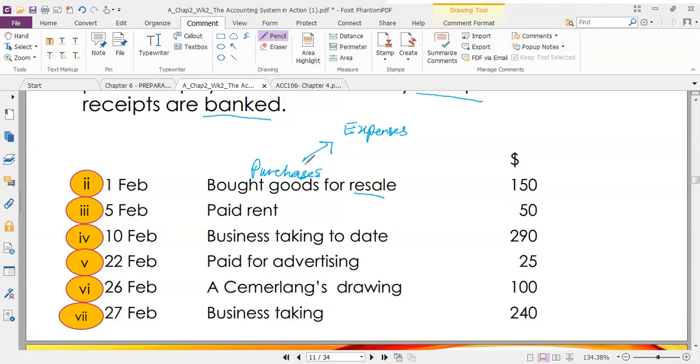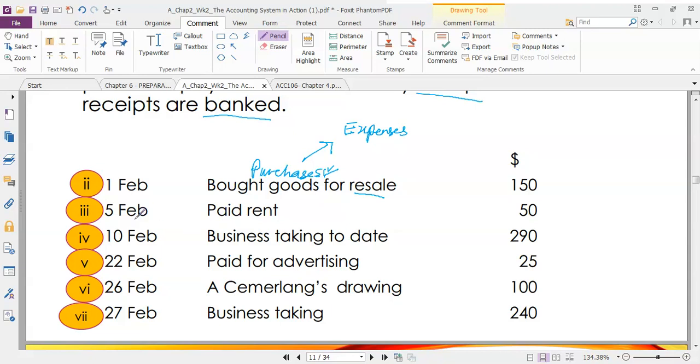The name purchases is used exclusively when you buy goods for resale. Bought goods for resale, other name is called purchases. So purchases is an expense. It is our expenses.